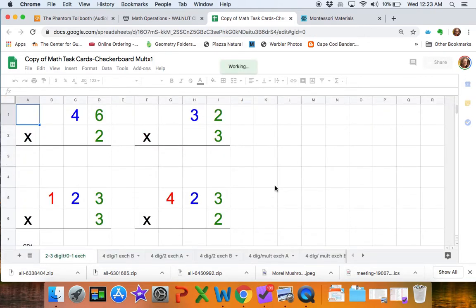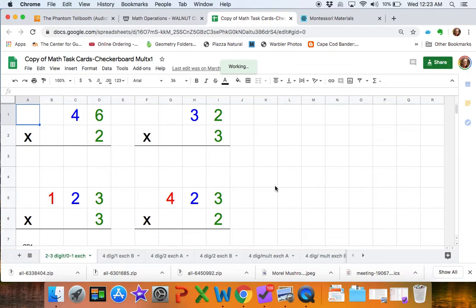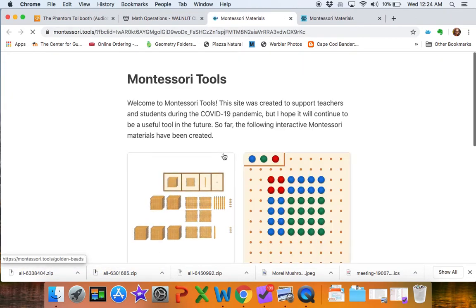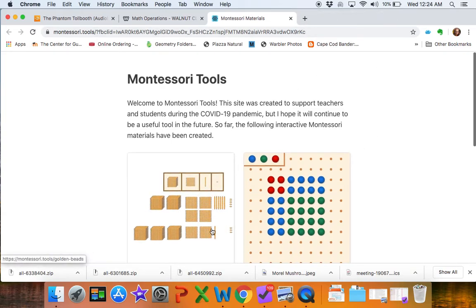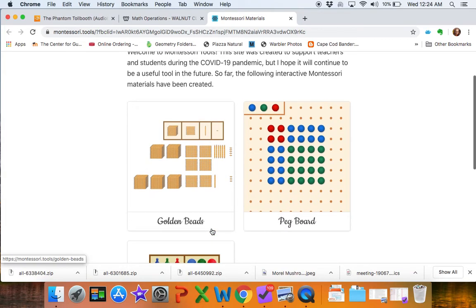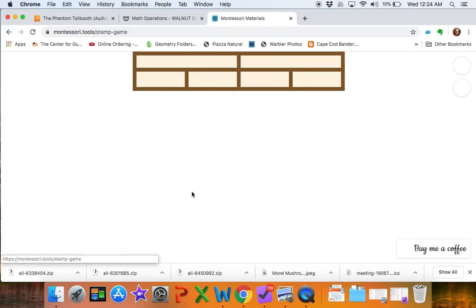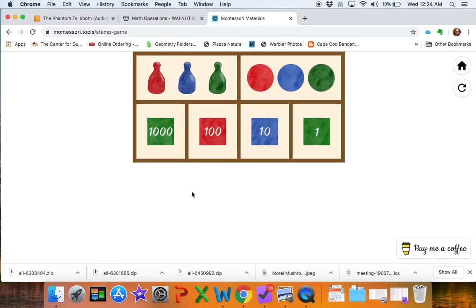251 times 3. The screen just shifted, but that's okay. So I've written down the problem on my graph paper. Now I can close this down. You would probably write down 4 problems because we typically do at least 4 in our class. Now scroll down a little further and you'll find Cool Digital Stamp Game.